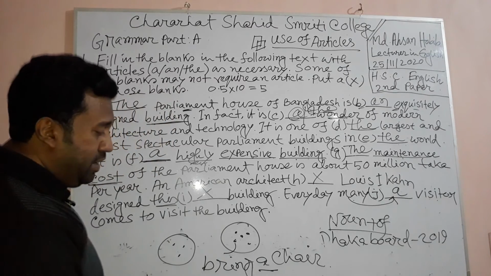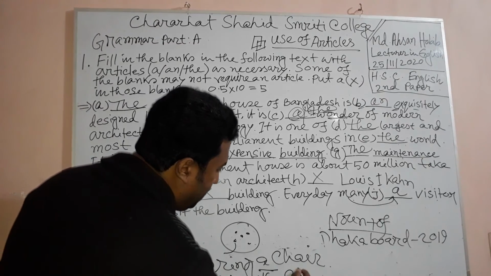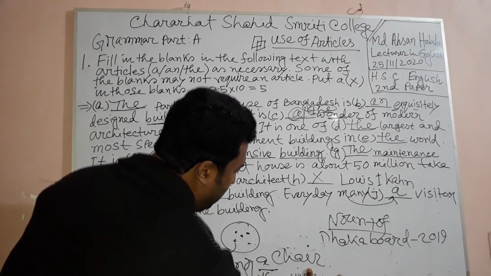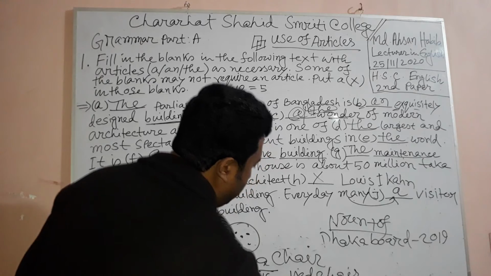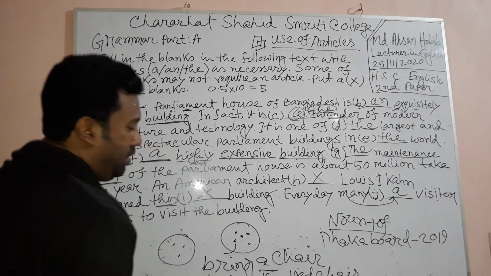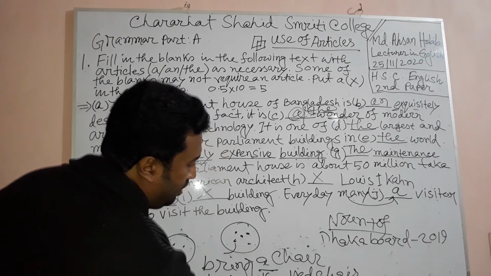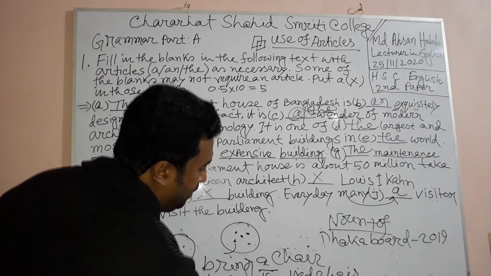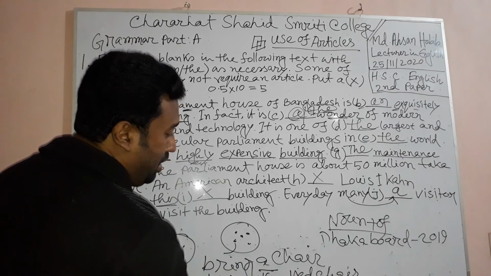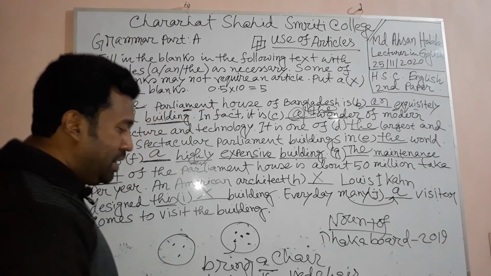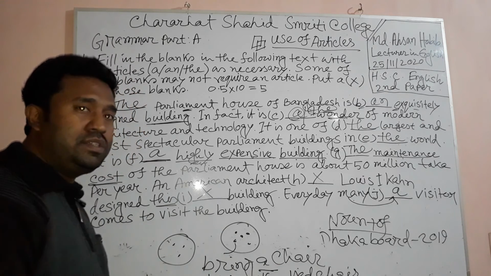But if I say bring the chair, bring the red chair. So the here is definite because chair is a noun and red is an adjective, and when I say the red chair, it becomes definite. The noun becomes definite, and in this way you can define what is definite and what is indefinite.